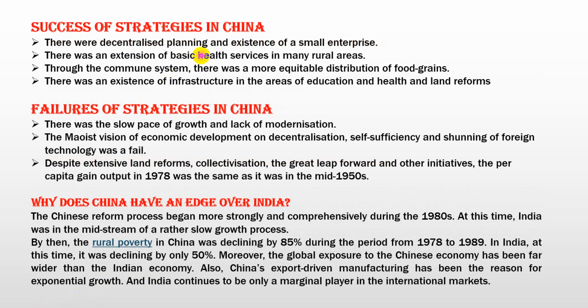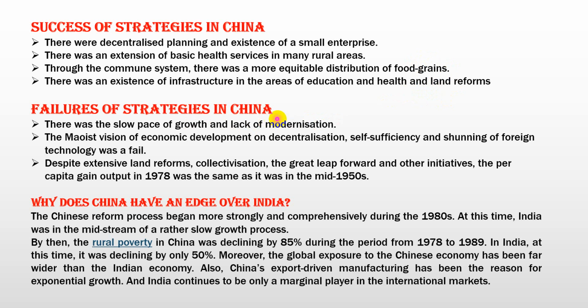Success of strategies in China. There were decentralized planning and the existence of small enterprises. There was an extension of basic health services in many rural areas, which we do not see in India and Pakistan. Through the commune system, there was a more equitable distribution of food grains. There was an existence of infrastructure in the areas of education, health, and land reforms. So these are the strategies that China adopted, and these strategies led China to develop.